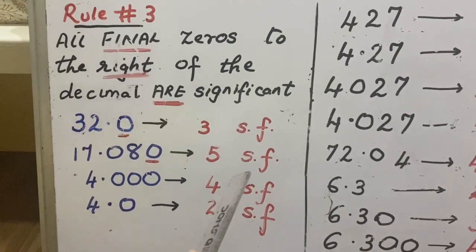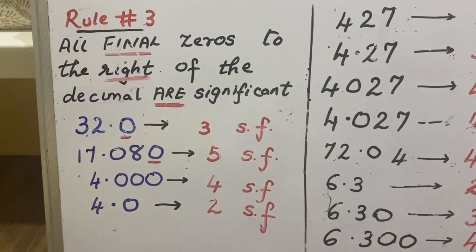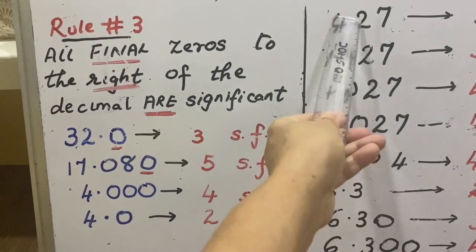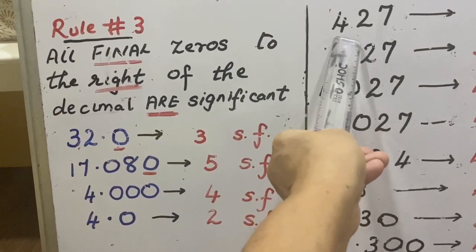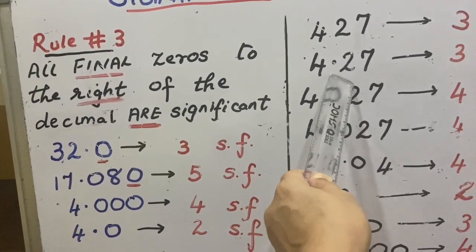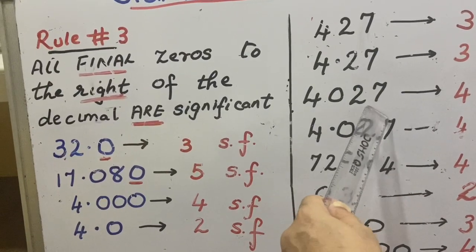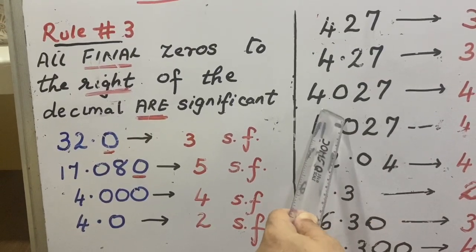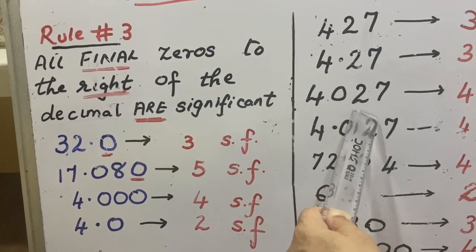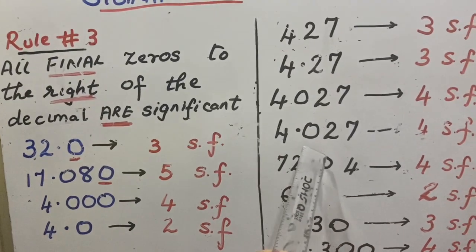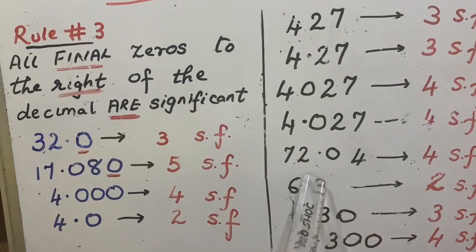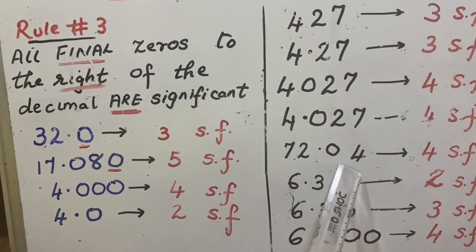Now, let's do one thing. Following the 3 rules, we'll try to solve this exercise. 427. How many significant digits? 3. Correct. 4.27, 3. 4027. Yes, it's 4. This 0 is counted because it is between significant digits. 4.027. Again, 4 significant digits. 72.04. Yes, 4 correct.